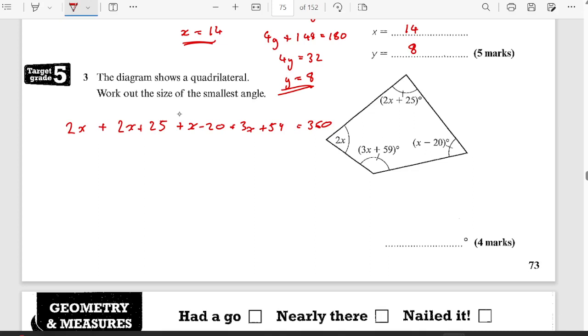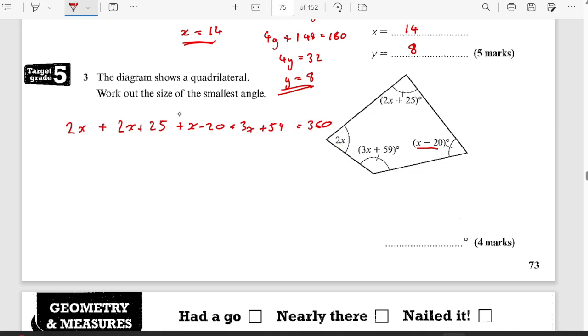While I was writing that, I was also looking at what's going to be the smallest angle, and it's either going to be that one or that one, depending on if x is less than or greater than 20. No, I stand corrected, it's got to be that one. But that's for a later date. Right.